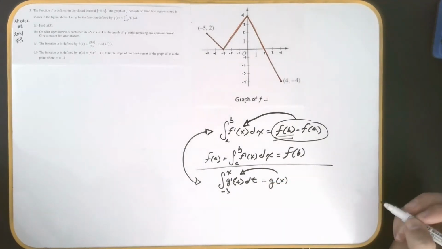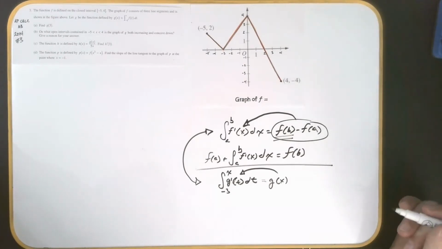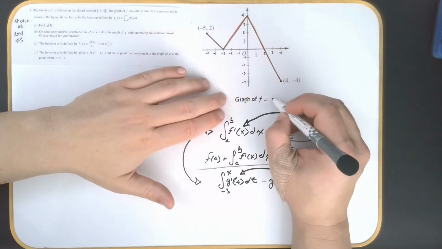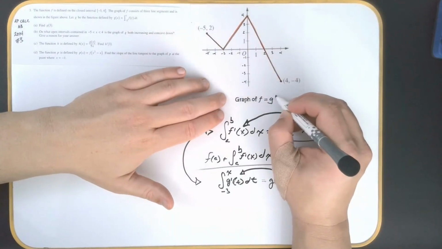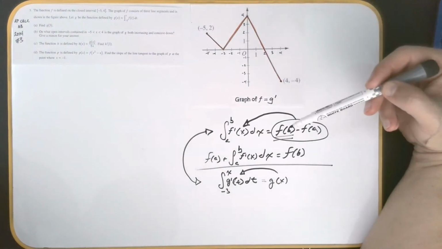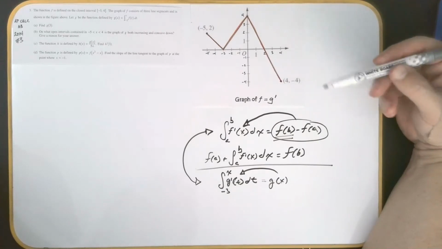It's g prime. So why did they call it f? Because it's an AP test, and they're trying to make it hard. So f is the same thing as, and I'm going to go up here on my graph, and I'm just going to write that it's g prime. They're the same thing. It's the graph of g's derivative, which is f. So that's the first thing that's a little bit curious.